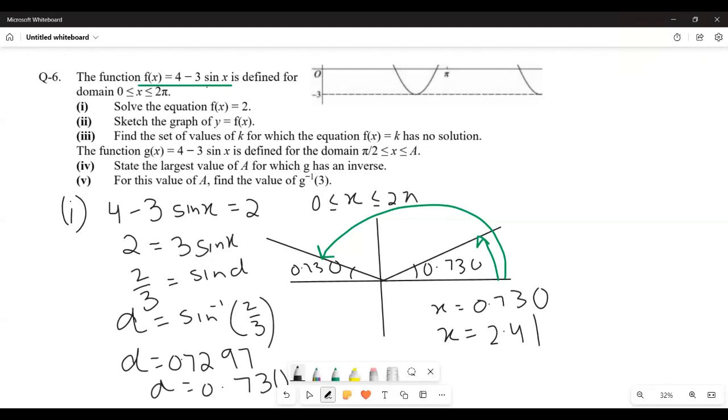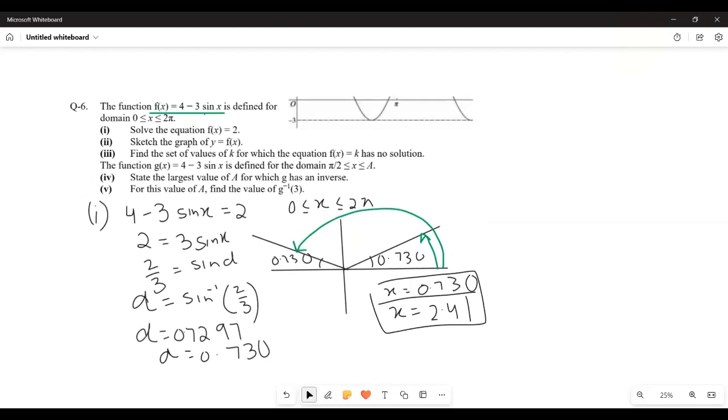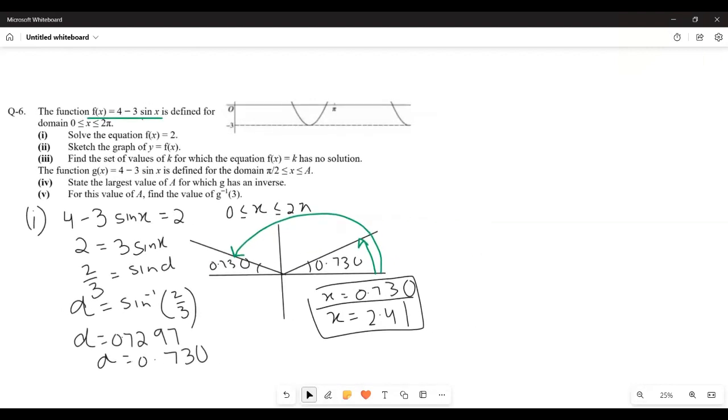Let me check the answer. Yes. These are the two answers for the first part. Okay, part 2. Sketch the graph for f(x). So we have to sketch 4 minus 3 sin x.